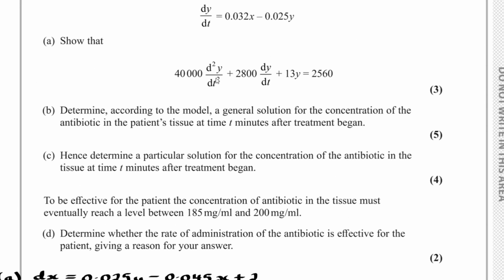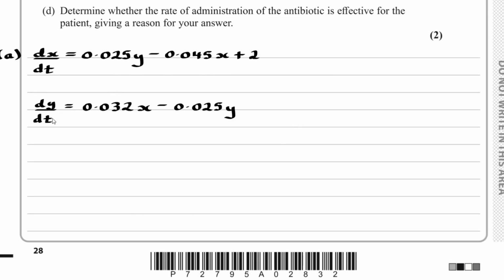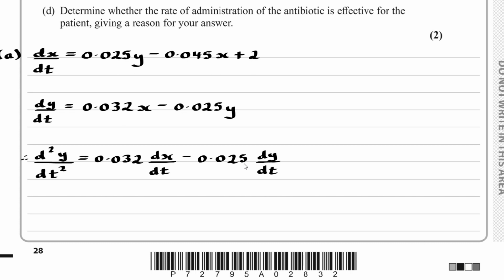Now what we want is stuff involving y's only, which means it makes sense for us to differentiate our second equation to find d squared y over dt squared. And if I do that, well, differentiating 0.032x with respect to t, we end up with 0.032 dx over dt, and differentiating negative 0.025y with respect to t, we end up with negative 0.025 dy over dt. Now at some point I'm going to have to substitute this dx over dt into here, but the problem is the dx over dt involves an x, and we don't want an x.